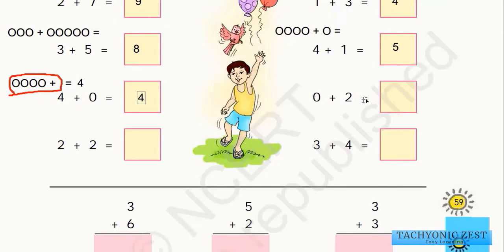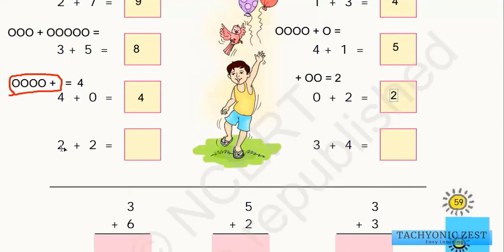Next is 0 plus 2. At first we have 0 balls. So how many balls will we draw? 0 balls means no ball. We will not draw any ball. Next plus 2. How many balls will we draw now? 2 balls: 1, 2. So how many balls do we get finally? To calculate, we have to count all the balls together. The total number of balls we get is 1, 2. So the final answer we get here is 2.